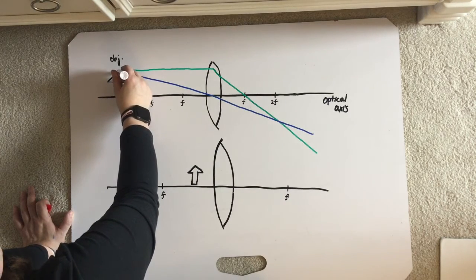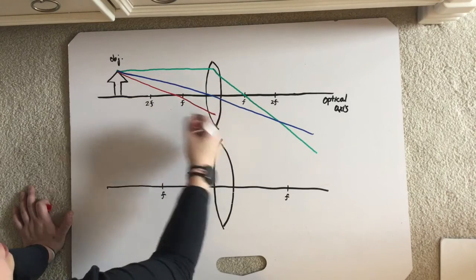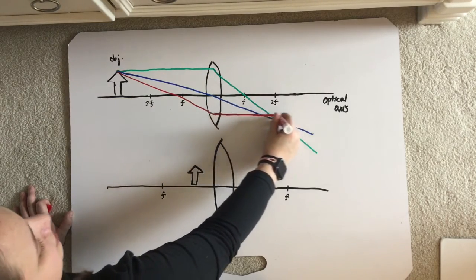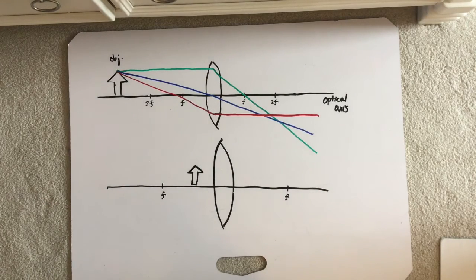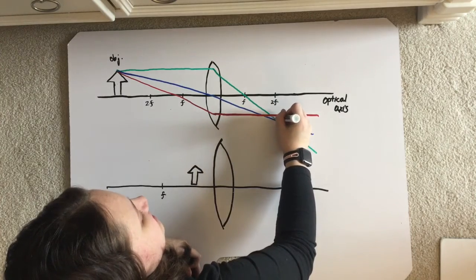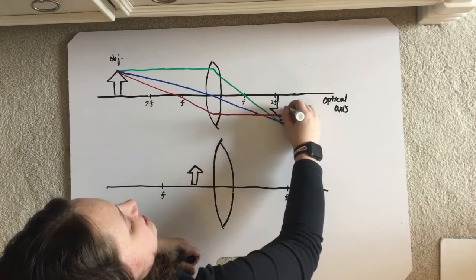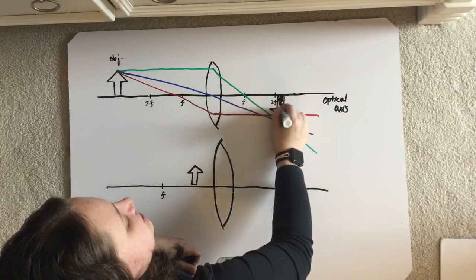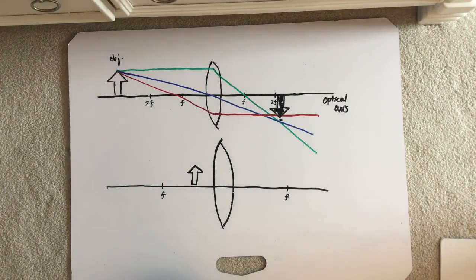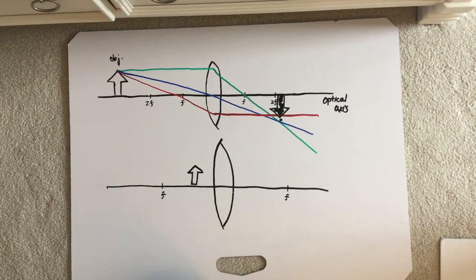This last one is going to go through the focal point, or it should have, and it's going to emerge parallel. It's hard to do this accurately without a straight edge, but where all of these lines meet, let's say it's like there, because that red one was off, that is where we will see our image. The red one, you can see it didn't go through the focal point, so it's a little off, but you can see that they all should meet in the same place.